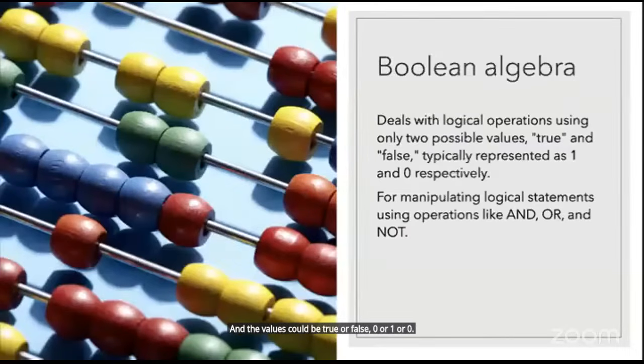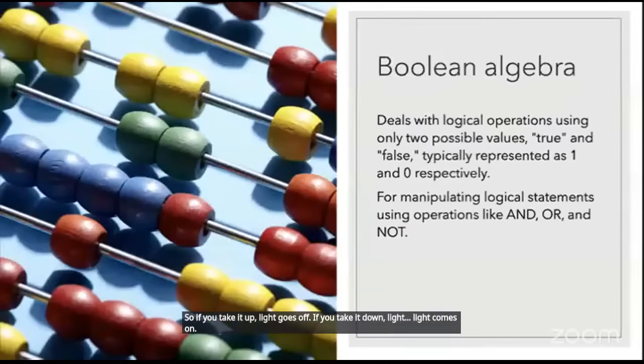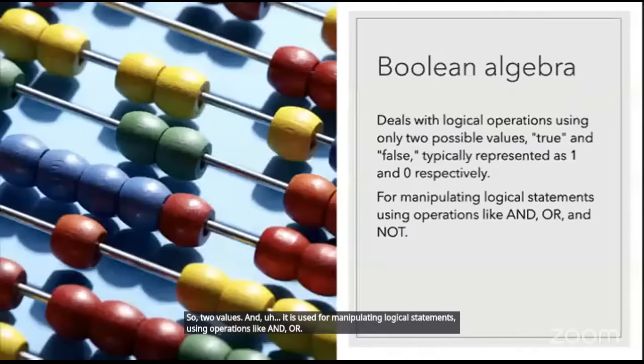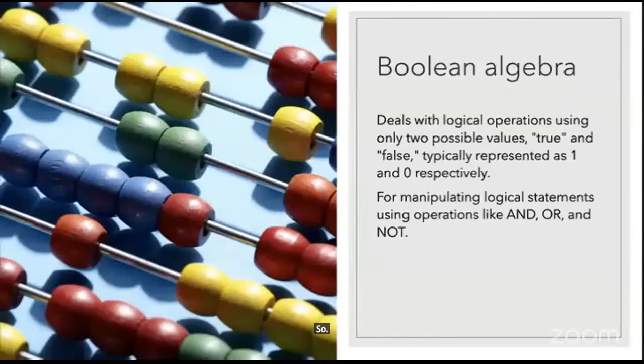Now, like your switch in the house, it can take two values: off or on. So if you take it up, light goes off. If you take it down, light comes on. So two values. And it is used for manipulating logical statements using operations like and, or. So your takeaway from this slide is that Boolean algebra deals with variables that can have two possible values, true, false. And true is typically represented using 1, and false is typically represented using 0.